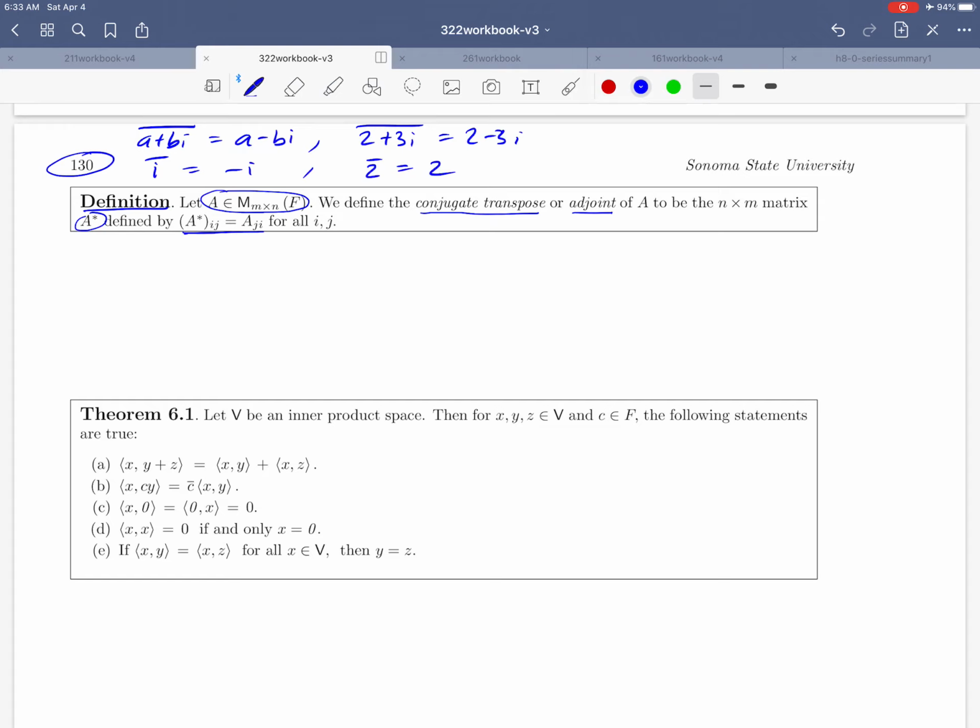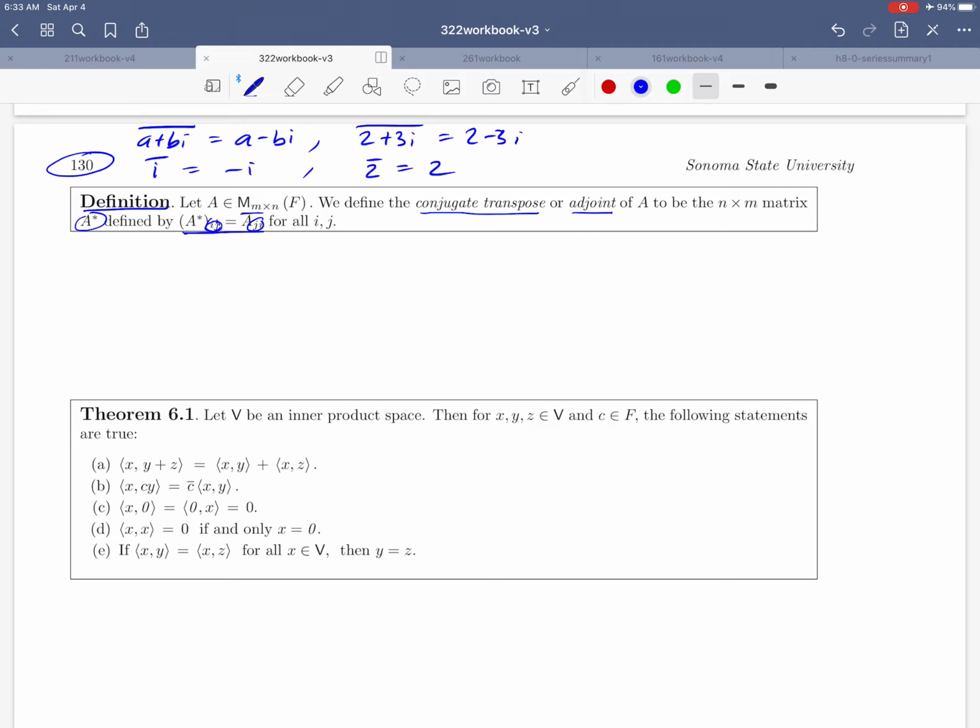You might remember this notation from way back at the beginning of the course. It's describing this new matrix A star in terms of its entries. So the ij-th entry of A star is going to be a_ji bar. Notice that two things are going on there. We're flipping the rows and the columns, that's the transpose part, and then we're taking the complex conjugate of it. That's the conjugate part.